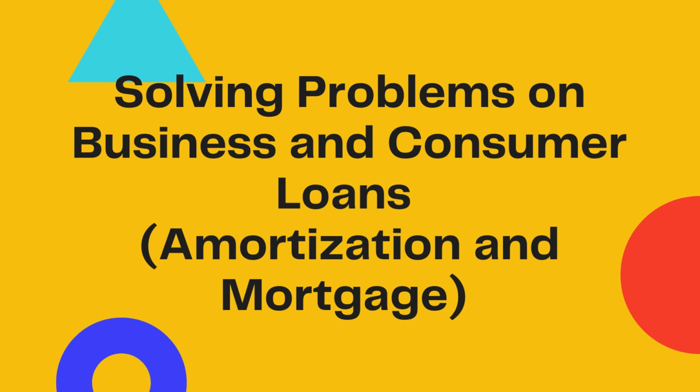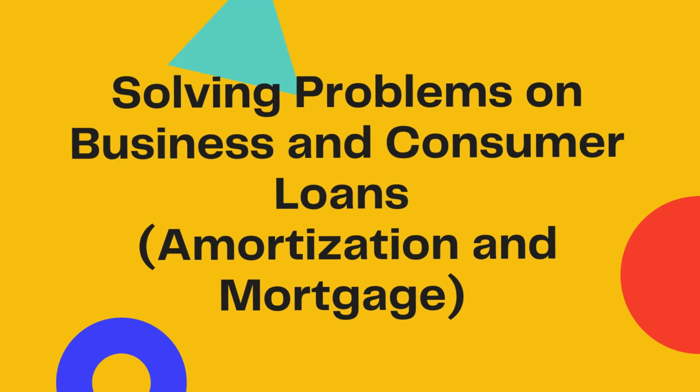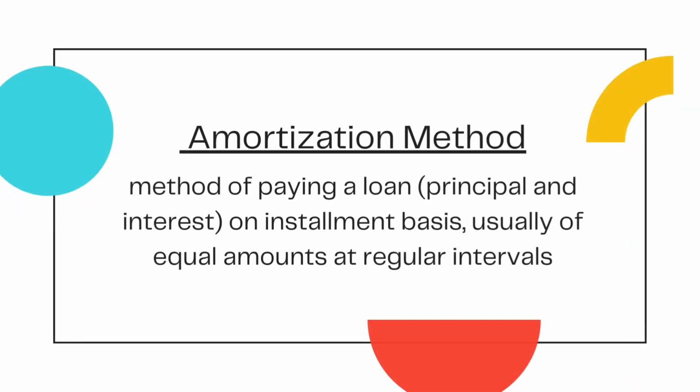In order to further understand the processes being used in this lesson, let us first get to know the terminologies of loans that would eventually help us in further understanding this lesson. So first we have the amortization method. This is a method of paying a loan, principal and interest, on an installment basis, usually of equal amounts at regular intervals. So it is, class, installment basis.